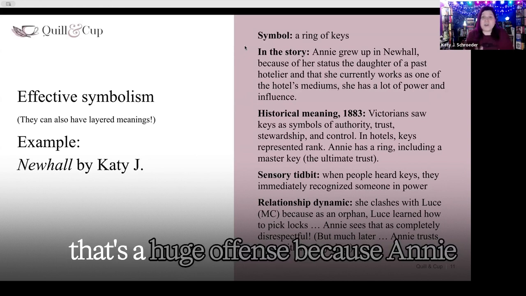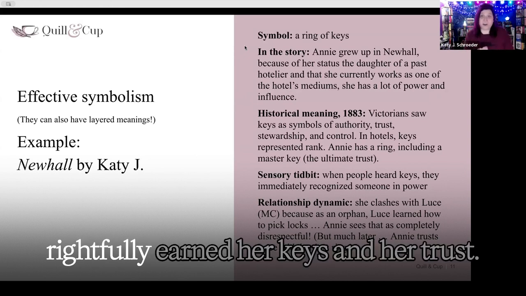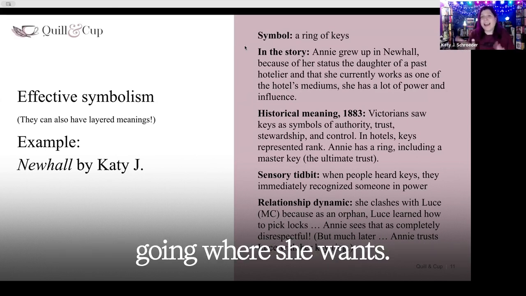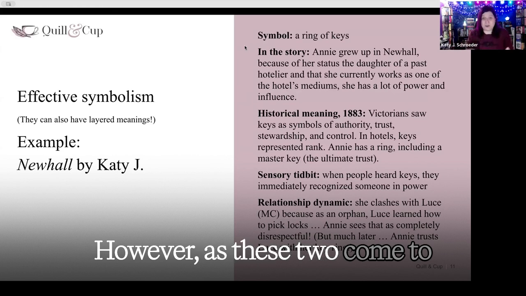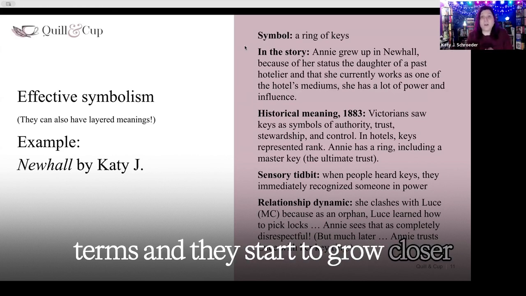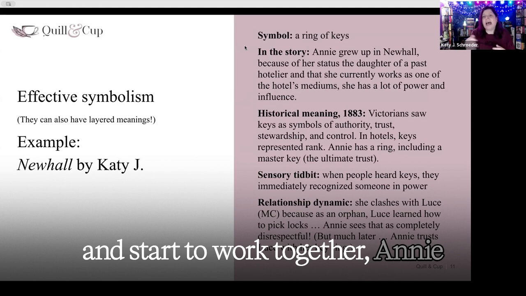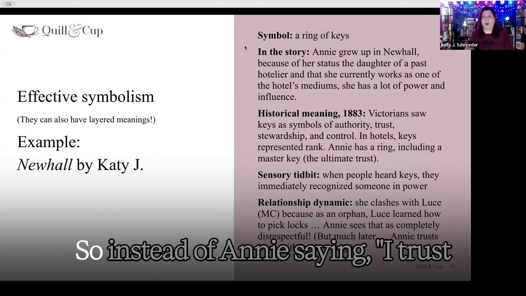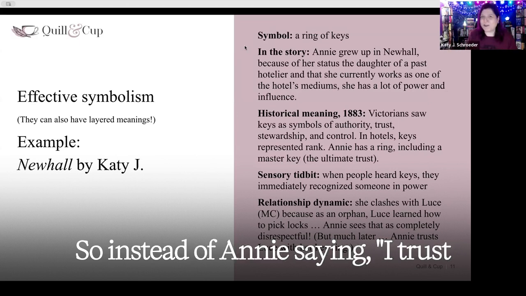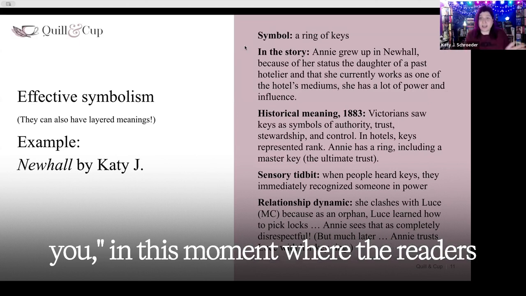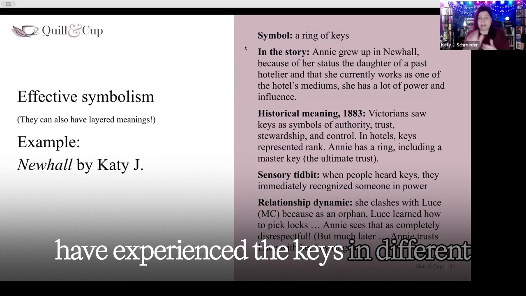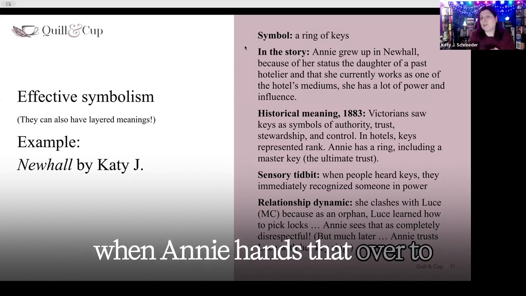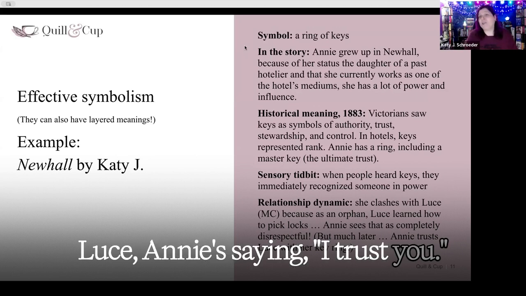And to Annie, that's a huge offense because Annie rightfully earned her keys and her trust. But here's Luce just going where she wants. However, as these two come to terms and start to grow closer and work together, Annie trusts Luce with her key ring about two-thirds of the way through the book. So instead of Annie saying, I trust you, in this moment where the readers have experienced the keys in different places and developed this understanding, when Annie hands that over to Luce, she's saying, I trust you.